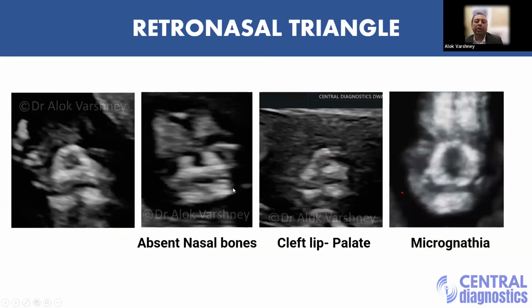And these are the various abnormalities that we can see. Here the apex of the triangle is lost, due to absence of the nasal bone. Here the base has a defect because this was a case of cleft lip and palate. And here we do not see this typical mandibular gap. That's the gap we see in the retronasal triangle plane, between the 2 mandible rami. If we do not see a gap like this in the proper retronasal triangle view, we need to suspect that this baby may have micrognathia.